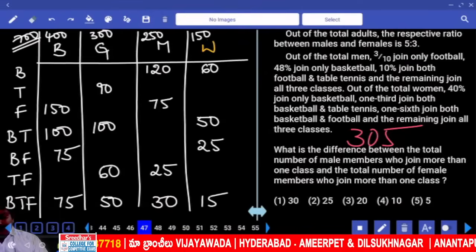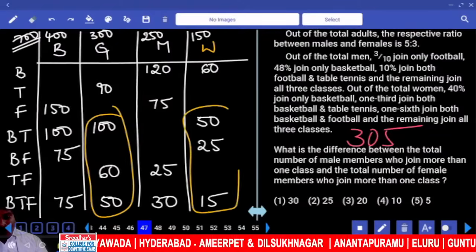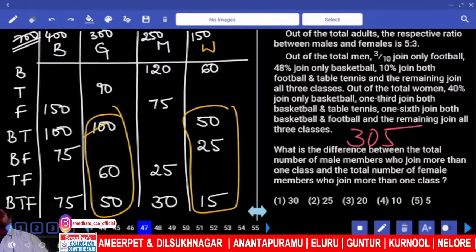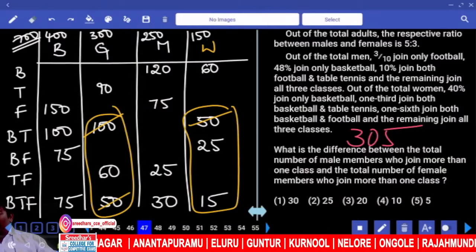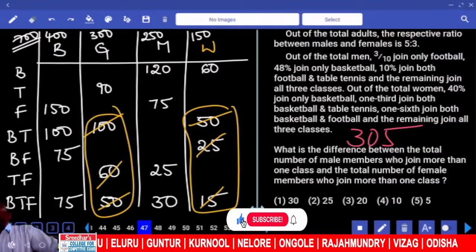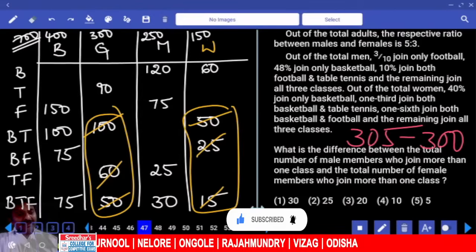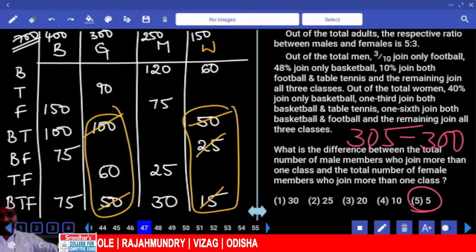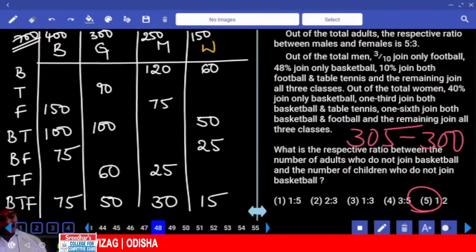Female, they asked. Female meaning girls and women who are in more than one game. Yes. 100, 50, 50. 200. 15, 25, 40, 40, 60, 100. Total, other number 305. Difference 5. They seem to have given a different number in the key, but 5 is the right answer.